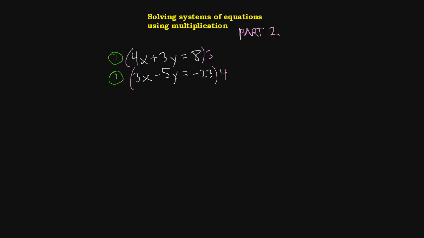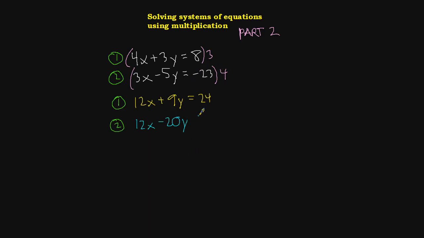So just to keep track of what these are, because they're going to look different pretty soon, let's go ahead and rewrite them. 3 times 4x is 12x. 3 times 3y is 9y. 3 times 8 equals 24. And then we'll look at equation 2. Equation 2 is going to be 4 times 3x is 12x. 4 times negative 5y is negative 20y.